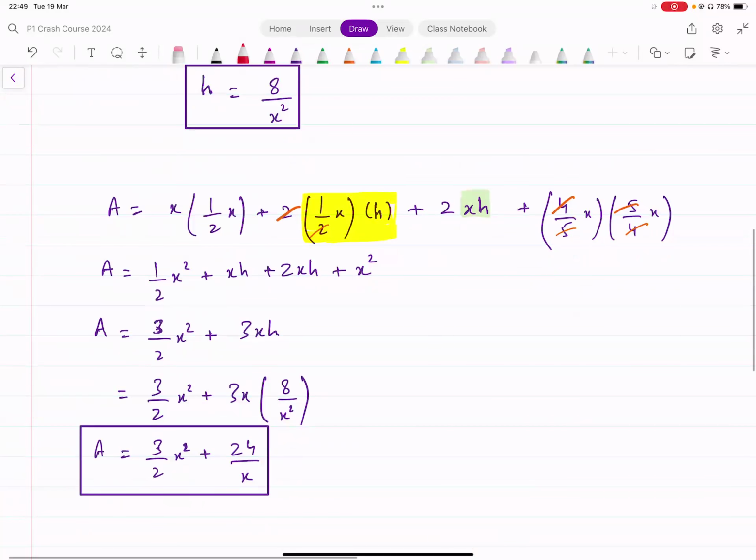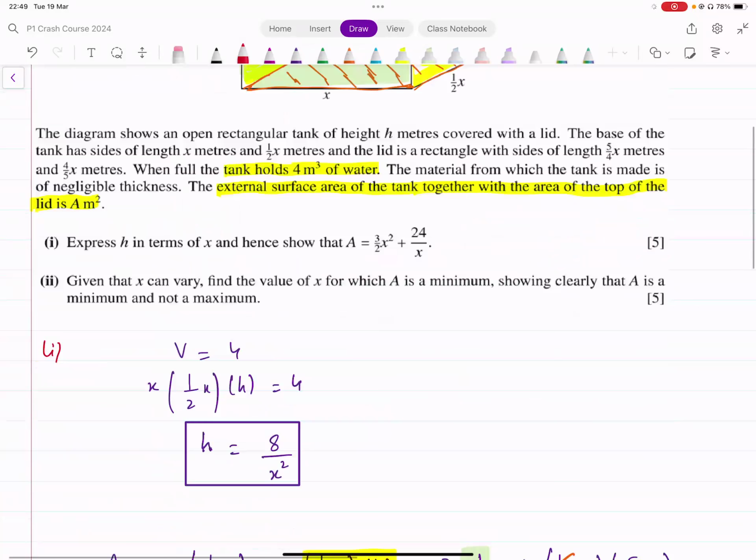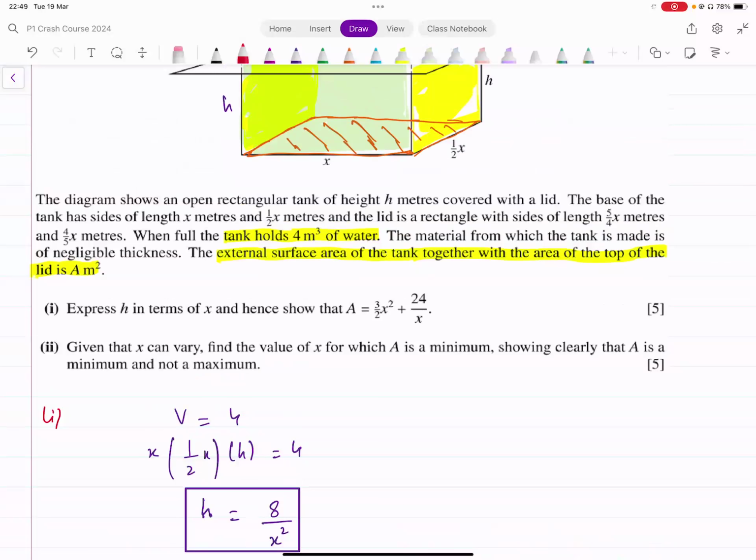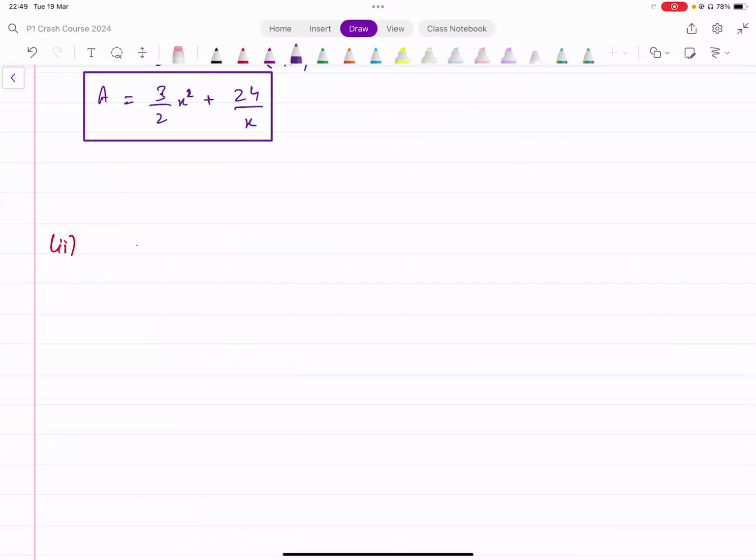Yes, sir. Let's look at the second part now. It says, given that x can vary, find the value of x for which A is a minimum, showing clearly that A is a minimum and not a maximum. Now, how do you do that? You have the area function, A equals 3 over 2 times x squared plus 24 over x. We can write it like this, 24 x raised to power minus 1. Now we can apply the power rule on this. What's dA over dx? Derivative of A with respect to x.